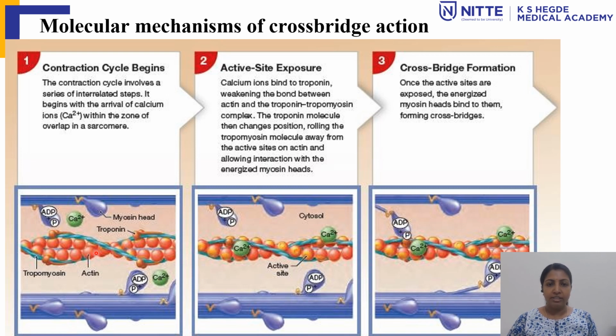So tropomyosin is removed from the active site, and the active site of the actin is exposed. Once the active site is exposed, what happens? The myosin can come and bind to it. The myosin head will go and bind to the exposed region of actin and forms a cross bridge. It is called a cross bridge. So you have the actin here and the myosin head, which will go and bind to the active site of the actin.